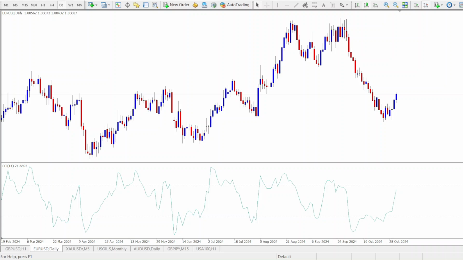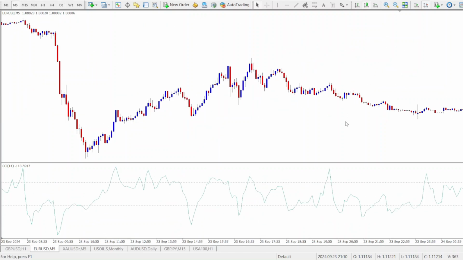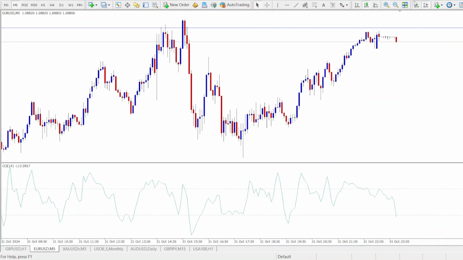Okay, now let's talk about entries and exits. A classic entry point in the CCI scalping strategy is when the CCI crosses the plus 100 or the minus 100 lines and starts reversing. Now, because we are talking about scalping, we need to go to smaller time frames, for example, the 5-minute time frame.